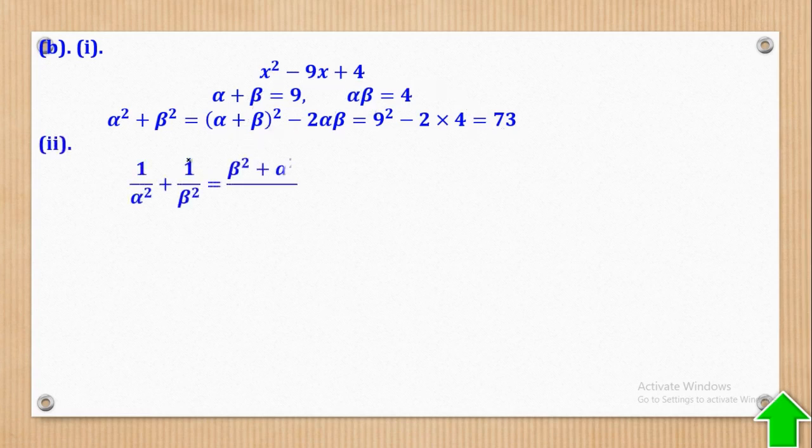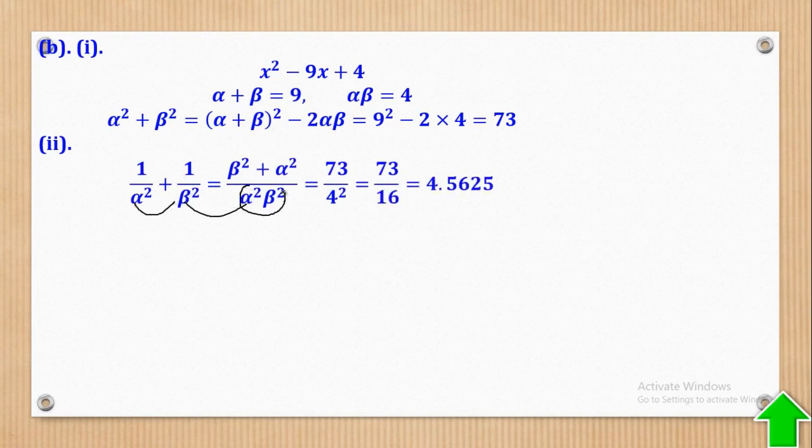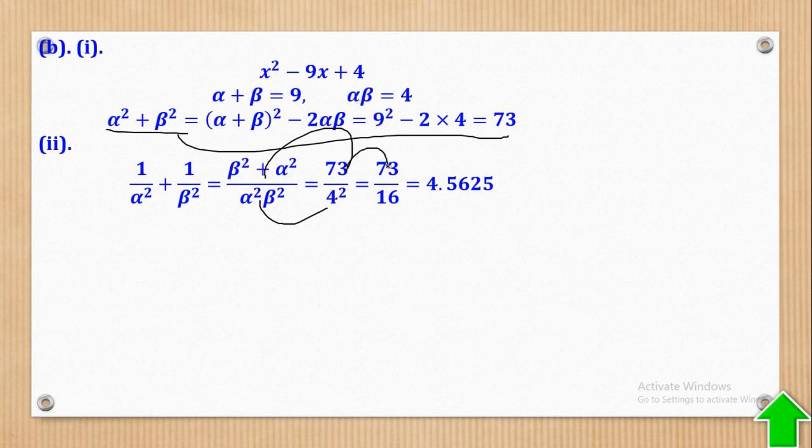Then for Roman 2, I'll have to first get the LCM. The LCM of this is alpha squared beta squared. This LCM divided by alpha squared, I'll remain with beta squared, multiplied by 1, I'll remain with beta squared. Then this LCM divided by beta squared, I'll remain with alpha squared times 1, which gives me alpha squared. But I already know that alpha squared plus beta squared is 73, so I'll substitute 73. Then alpha squared beta squared is the same as the square of alpha beta, which is 4 squared. So this gives me 73 over 16, which is 4.5625.